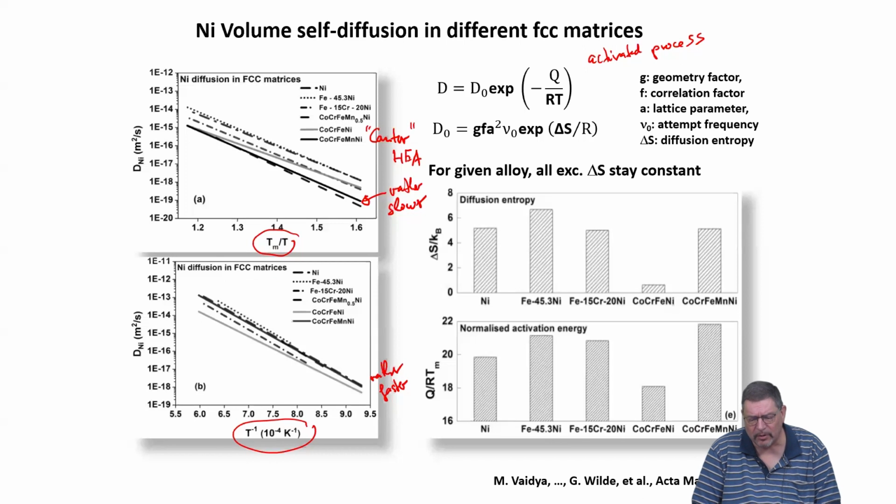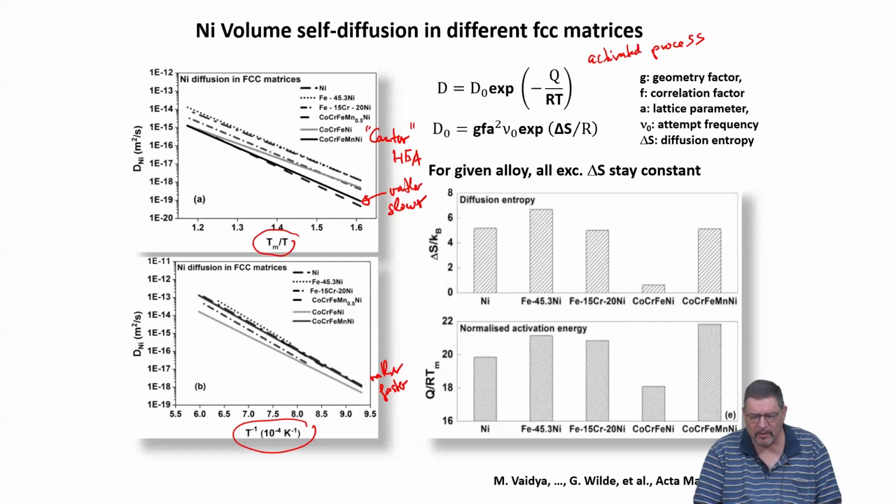Now, it's important that we can put a little bit more physics into the description. These need not be taken as an empirical parameter to describe the results. But in terms of diffusion theory, it consists of different terms: a geometry factor, a correlation factor, a lattice parameter itself, and the attempt frequency. Attempt frequency means how often an atom needs to try to do the diffusive jump before it gets successful.